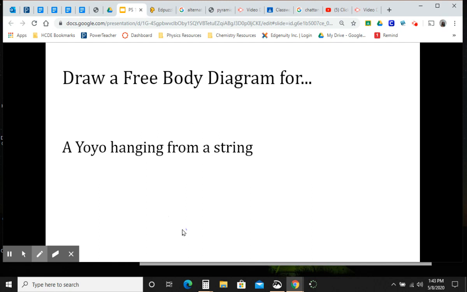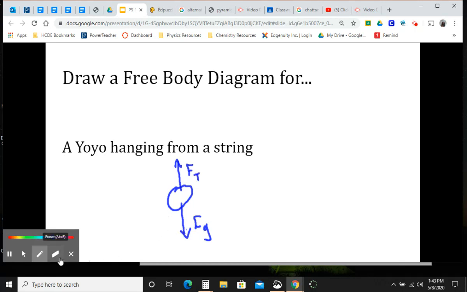Well, first thing we're going to do is draw a circle for our yo-yo. Circle's pretty good shape for a yo-yo too, right? Then we need to think, what direction is gravity going to be pulling on the yo-yo? Yeah, so gravity pretty much always pulls down. And then we need to think, what about the string? Well, the string is going to be pulling up, working against gravity, right? So I'll put Ft for tension force on that string. So yeah, that's a pretty easy example.